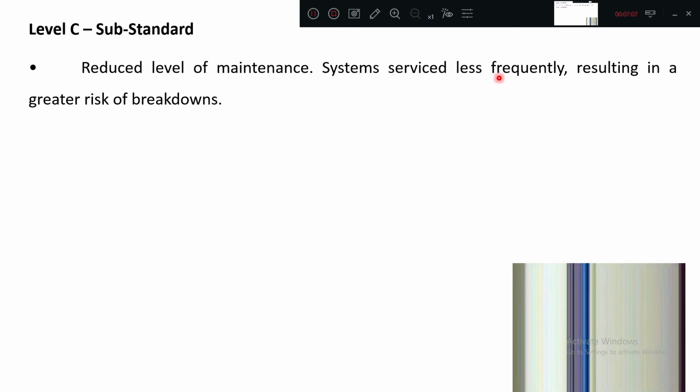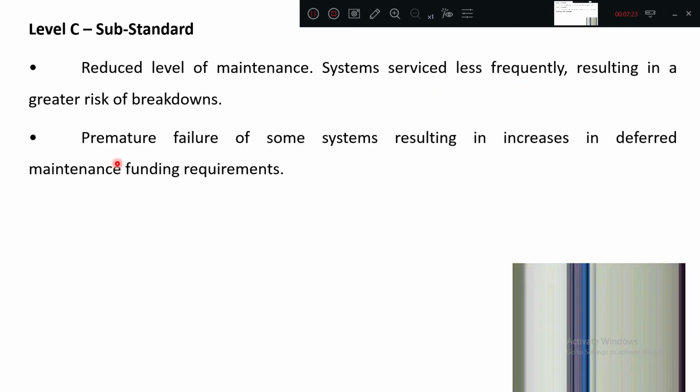systems serviced less frequently, resulting in a greater risk of breakdowns. Obviously the level is a little lesser, so that is why they are serviced less frequently, resulting in risk of breakdowns. Premature failure is also possible, which results in an increase in deferred maintenance funding requirement. Failures are happening because of deferred maintenance funding. It means the owner or the manager is not going to allow a larger amount for this type of serviceability, this type of maintenance. So there is a deferred maintenance funding requirement.